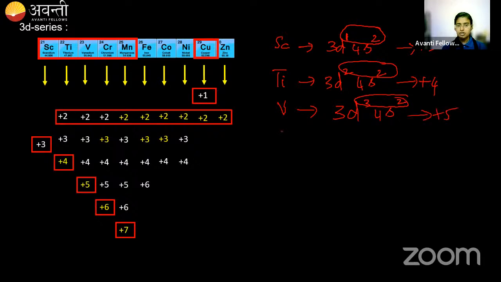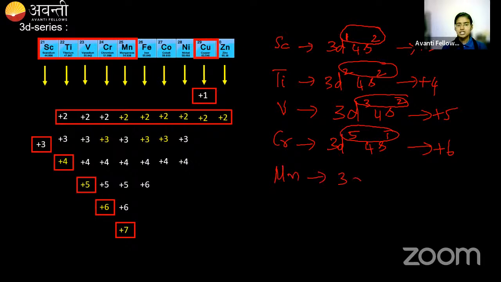And when you go for chromium, it is 3d5 4s1. So there is an exception, right? So there are 6 electrons, so the highest oxidation state is +6. And for manganese, the configuration is 3d5 4s2. So there are 7 electrons, so it exists in the +7 oxidation state. So this is applicable only till manganese.